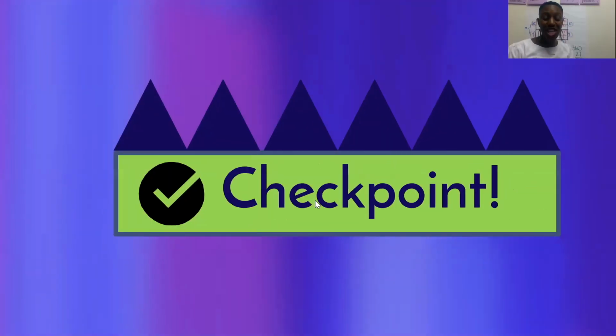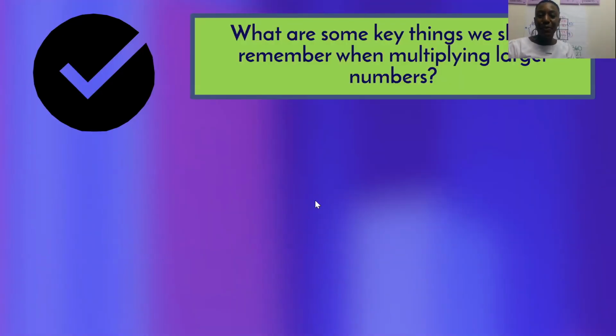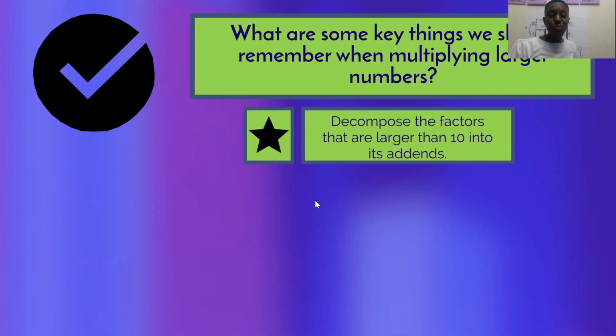So now we've reached a checkpoint. So what are some key things we want to remember when multiplying numbers? Go ahead now and jot down a few thoughts in your marble notebook or on your packet on page 1. Let me see. Hold it up to the camera. I love that one so much, and it matched my first point. So decompose the factors that are larger than 10 into its addends. This is helping us now as we continue to learn how to multiply larger numbers.